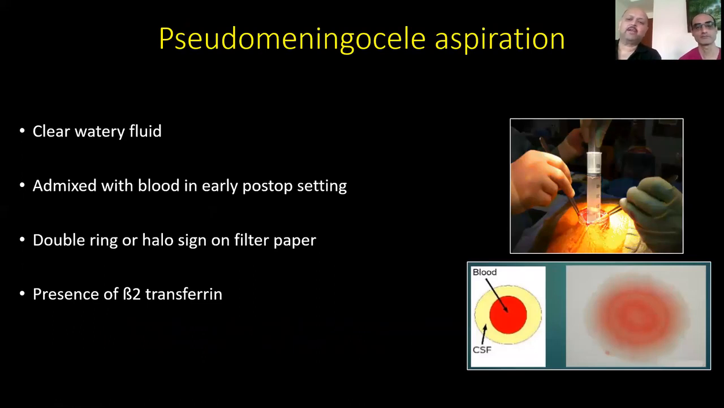Aspirating a pseudomeningocele is required when the patient is extremely uncomfortable because of the size of it, and usually it reveals clear watery fluid. Occasionally it may be admixed with blood in the post-operative setting. When you put the fluid on a filter paper, it reveals a double ring sign. The blood tends to concentrate in the center where the CSF migrates to the periphery, forming a double ring. CSF also has a very peculiar chemical inside it called beta-2 transferrin, which can be found on examination in the biochemistry lab.